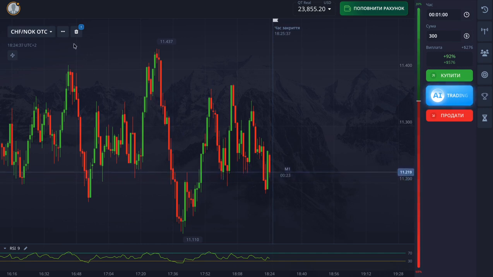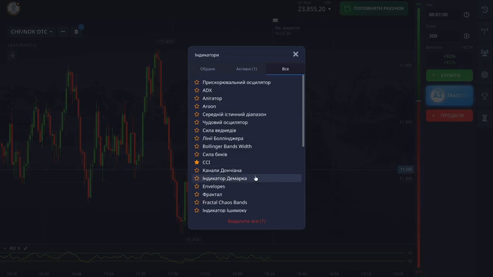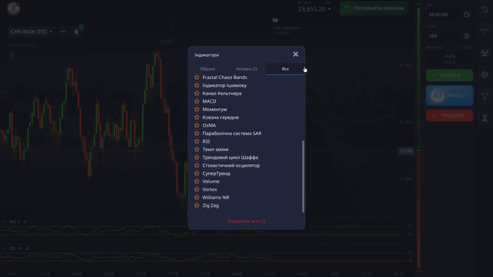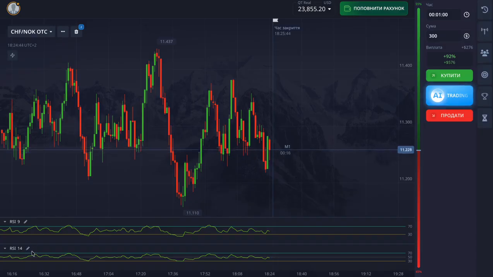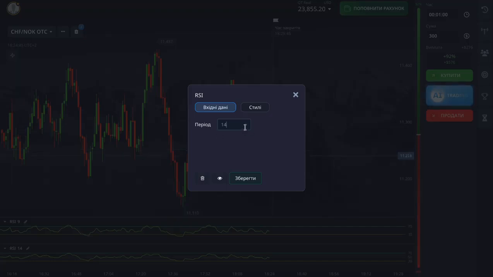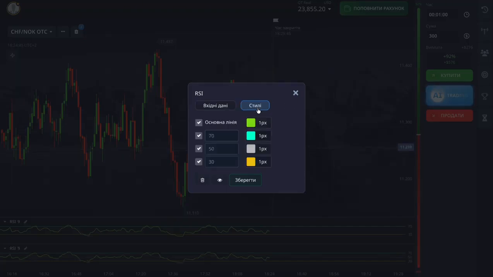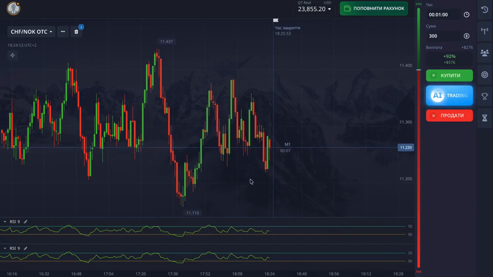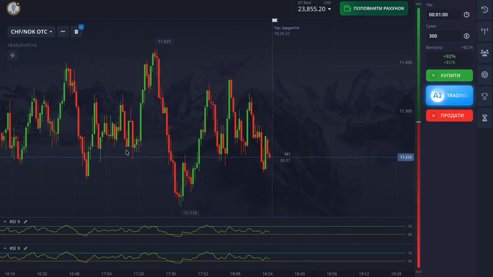Where is the indicator itself? Look, you go to indicators and you scroll all the way down to RSI. You click it. Here's how to set it up. You go in, you set it to 9 here. Be sure to. So 9 here, then go into style and uncheck the middle box here. And you press save. Okay, we've set up the indicators and are starting to trade with it.